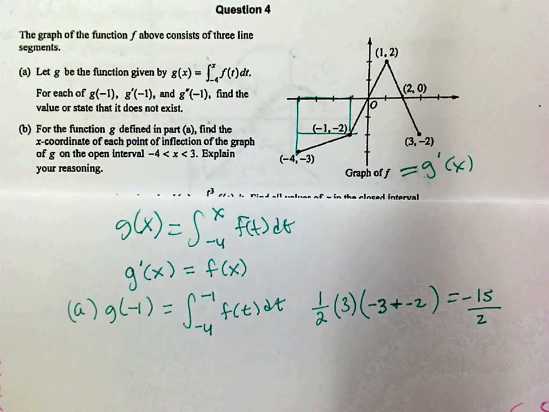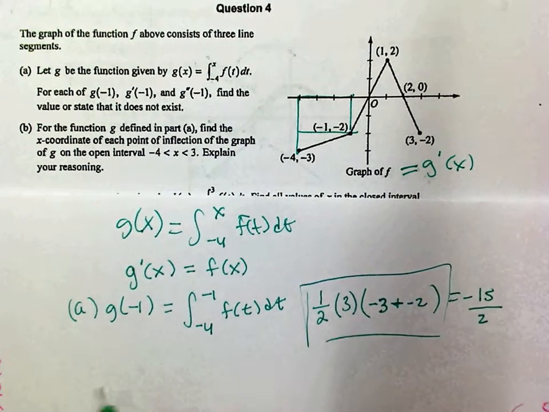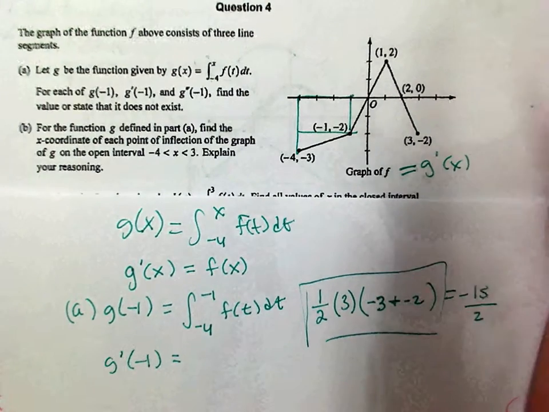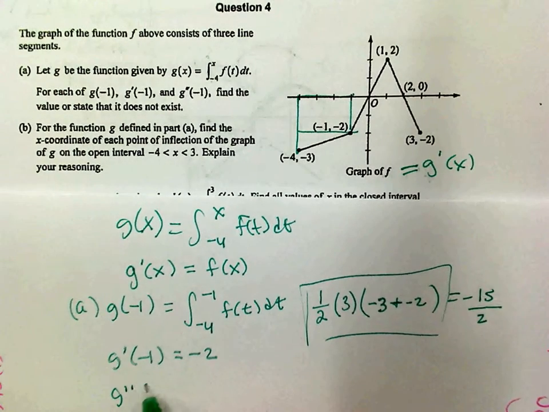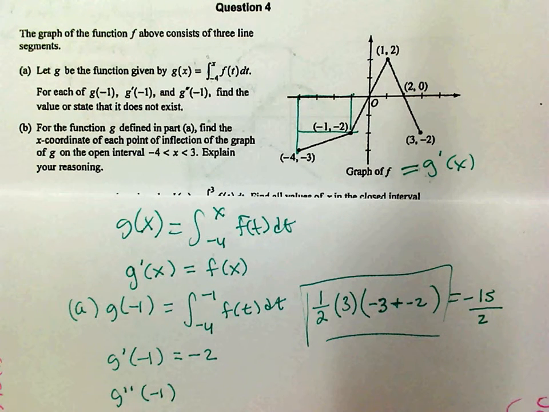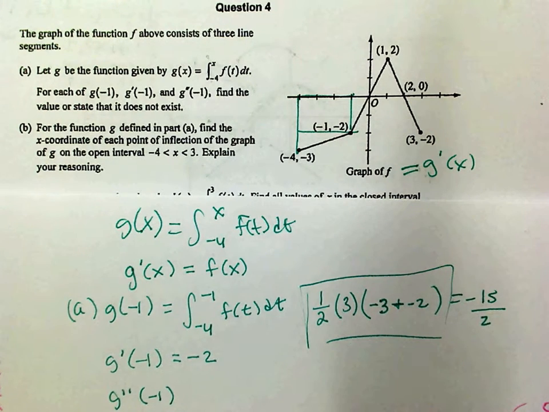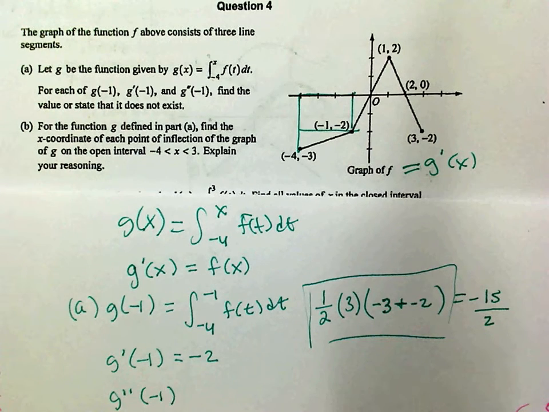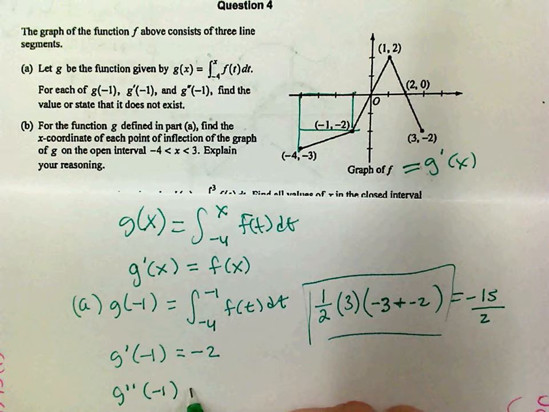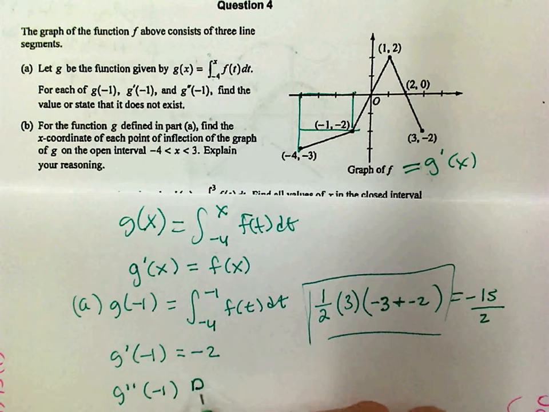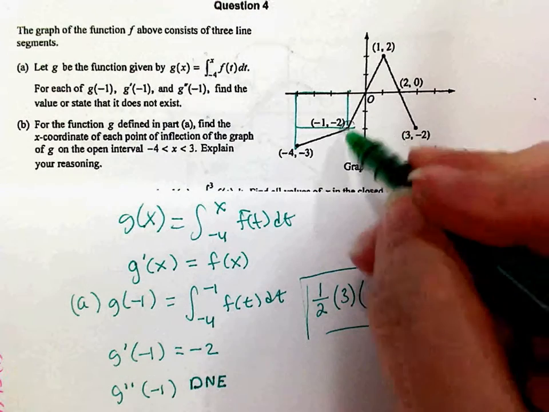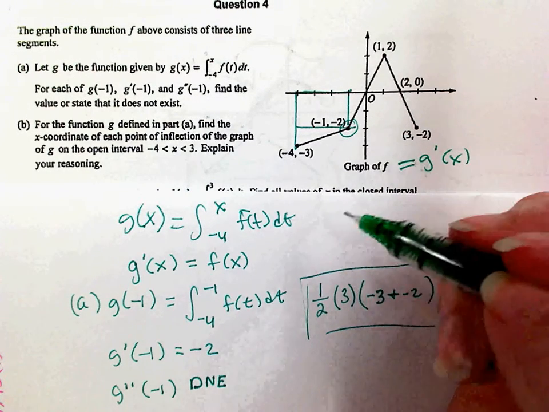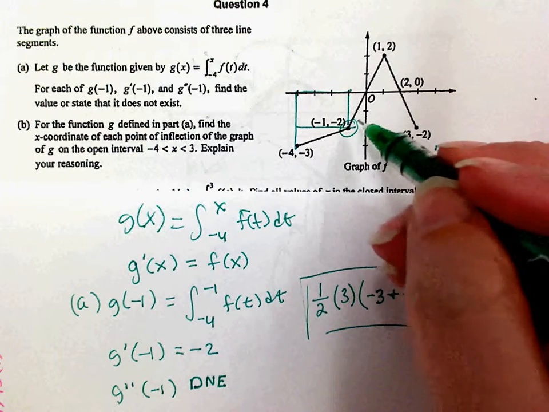What about g prime at negative 1? Negative 2, because we're looking at the graph of g prime. What about g double prime at negative 1? What's g double prime? It's the slope. So what's the slope of the graph that we're looking at at negative 1? What's the slope right here? Isn't that a corner? Slope doesn't exist.